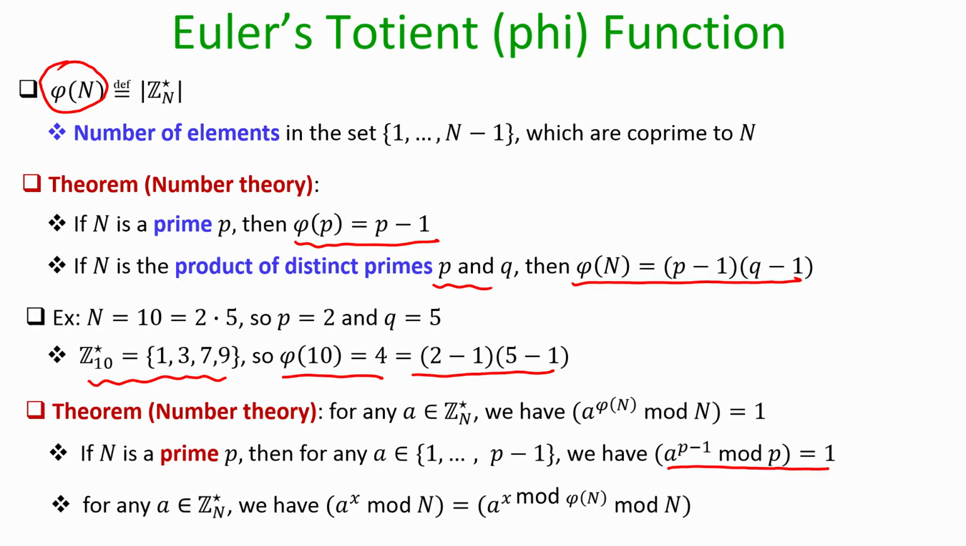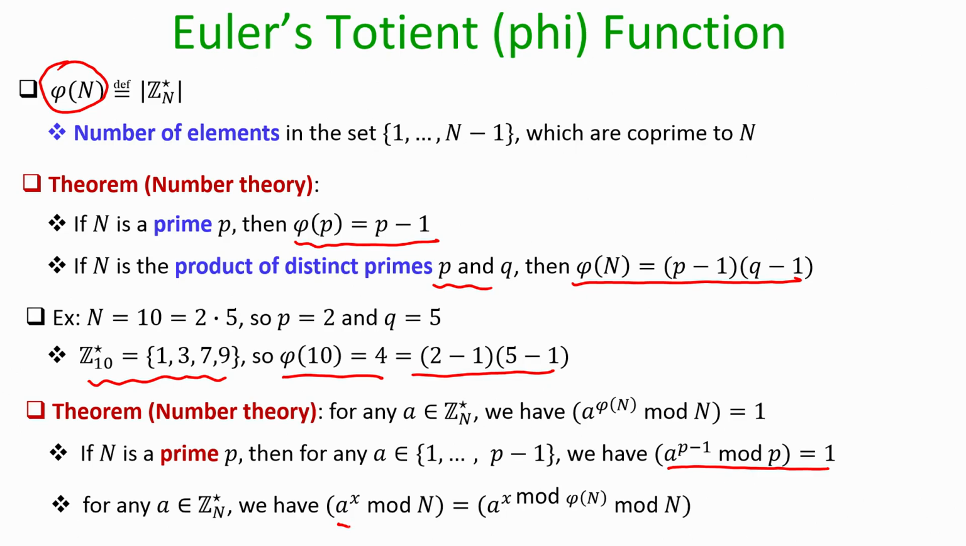And we also get from this fact a corollary: if you have any element a belonging to the set Z n star, then a to the power x modulo n is exactly the same as a to the power x modulo phi n, modulo n. That means, in the exponent you can reduce the exponent x to x modulo phi n.